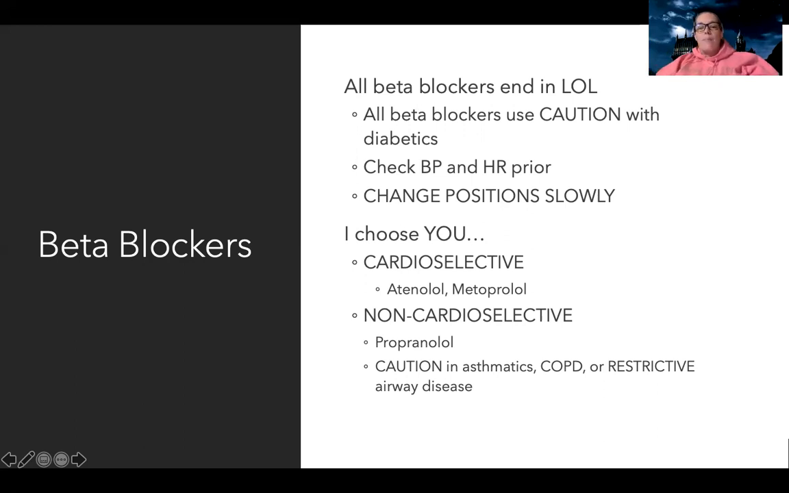So I always think of this like I choose you, if you're a Pokemon fan. For beta blockers, there's two types. So keep in mind something about beta blockers.